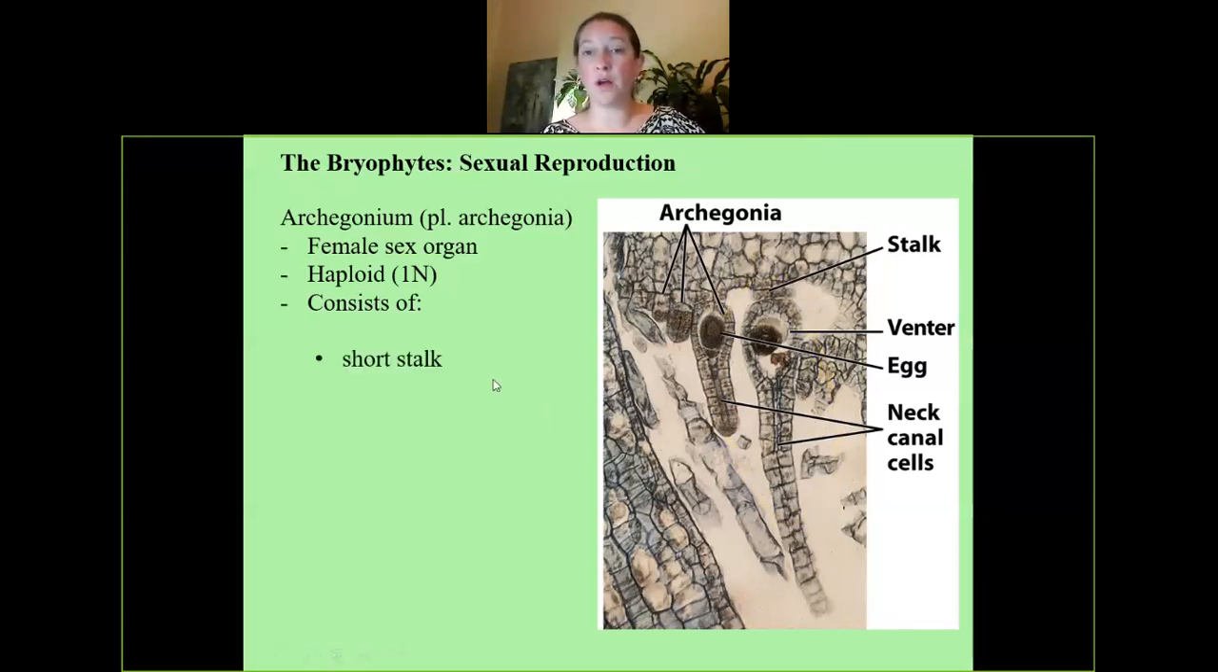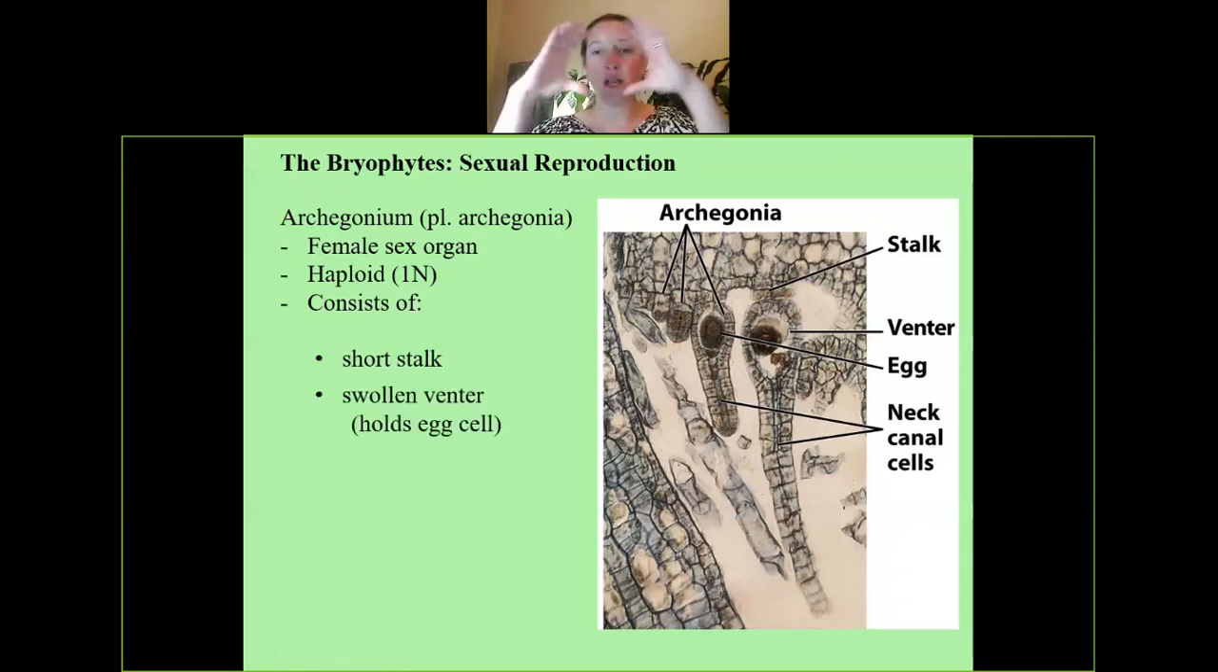a short stalk, so that's just where it's attached. Here's the short stalk. It's where it's attached to the gametophyte plant. Then there's a swollen area that holds the egg cell. The word is venter. You don't need to know that term, but you might see it on some of these slides. So the venter is just this swollen part. And that dark thing in the middle is the egg.